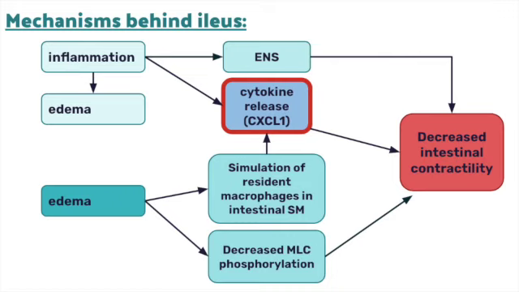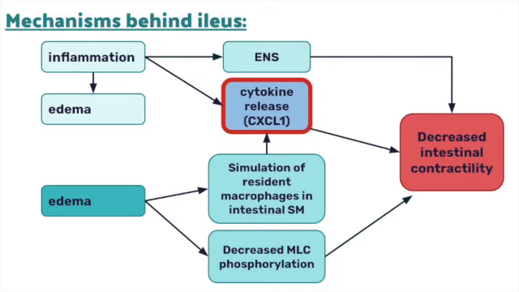So as I mentioned, among the main contributors to ileus are inflammation and edema, which have been found to lead to ileus through multiple pathways. Inflammation has been seen to reduce intestinal motility by interfering with the enteric nervous system, a division of the autonomous nervous system present in the gastrointestinal tract. More importantly, though, inflammation can lead to the secretion of a specific cytokine known as CXCL1, which is evidence to decrease intestinal motility. Inflammation can also lead to edema.